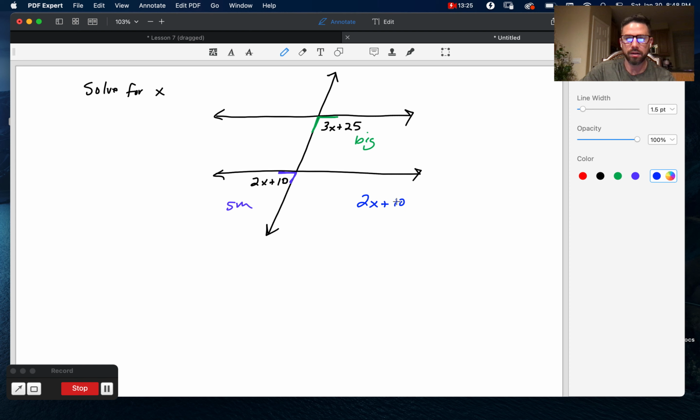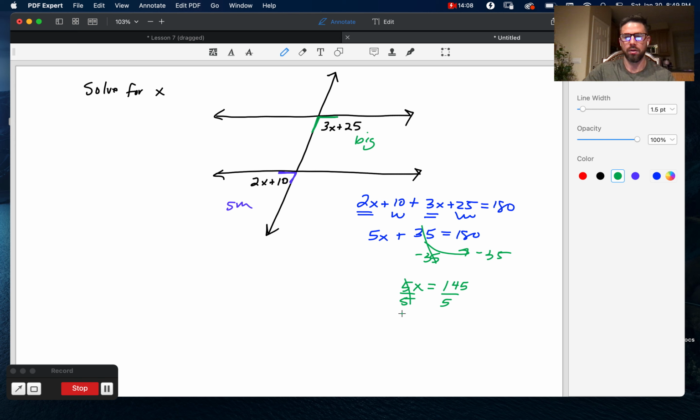Let's add them. 2x plus 10 plus 3x plus 25 equals 180. At this point, we are going to combine like terms. 2x and 3x is 5x. 10 plus 25 is 35, so 5x plus 35 equals 180. And I'm getting scared about my math right now because we're going to see what happens. Minus 35. Okay, 5x equals 145. Divide by 5, divide by 5. 29? I don't know.